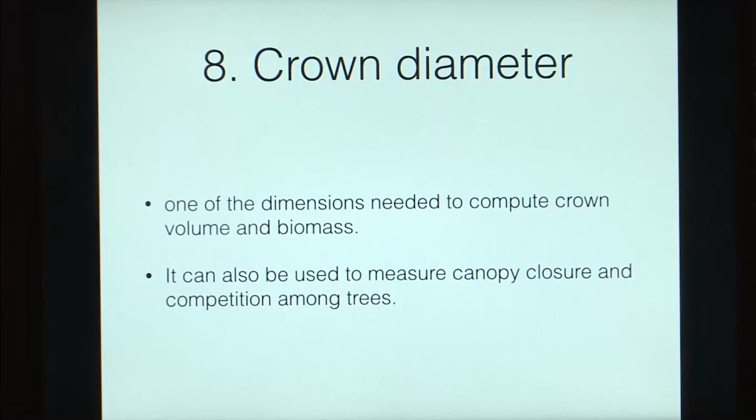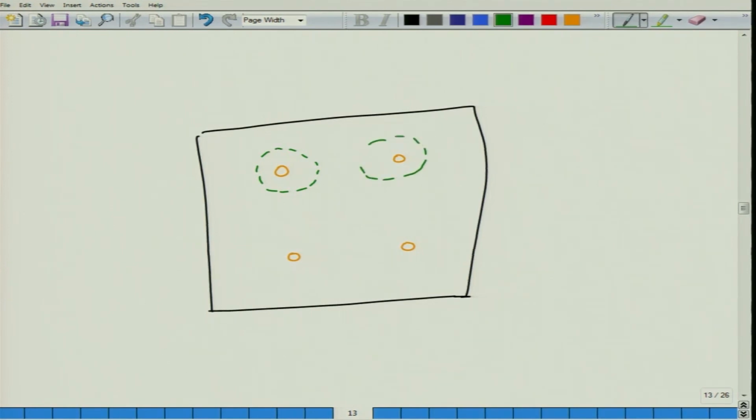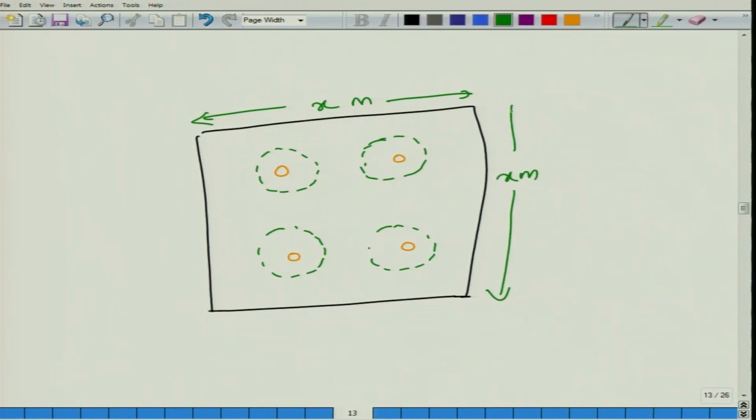So, now coming back to the slide, crown diameter is one of the dimensions that is needed to compute crown volume and biomass. It can also be used to measure canopy closure and competition among trees. So, for instance, suppose in this area you have 4 trees, so these are the stems. If we know the number of trees that are present per unit area and the crown diameter, suppose this area is x meters by x meters. So, we are considering a squarish cross section. So, the area of the sample is given by x squared meters.